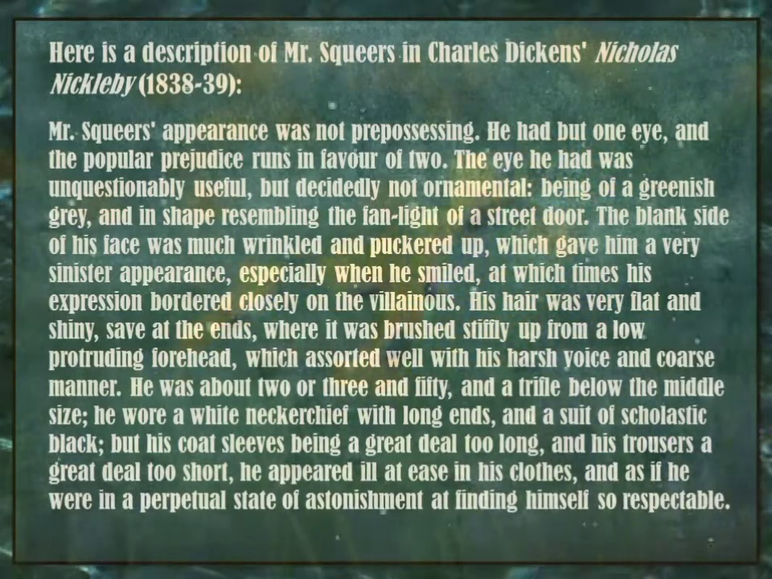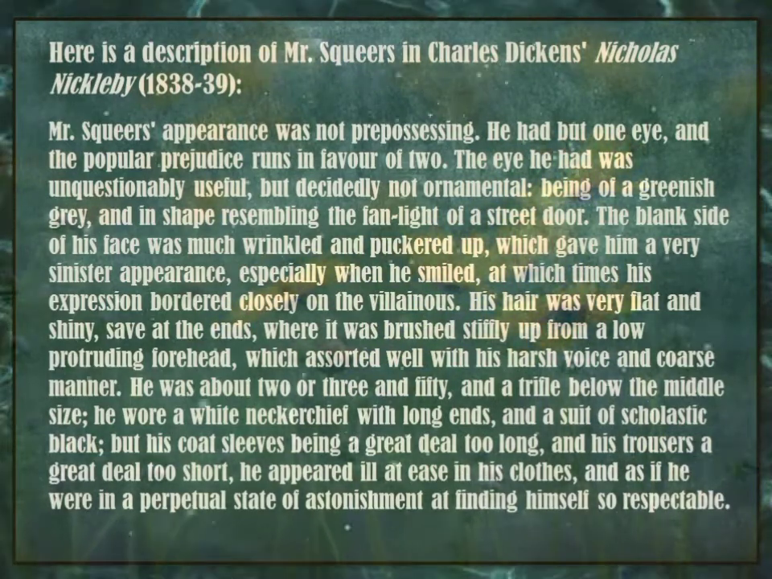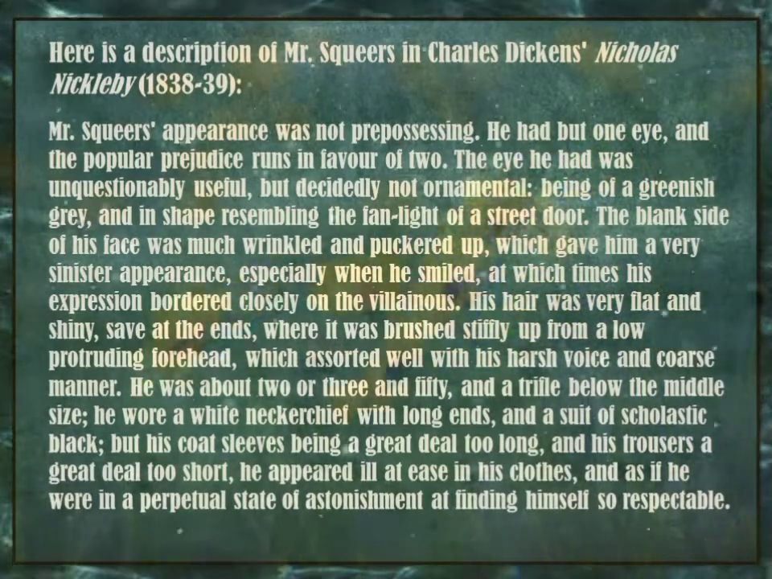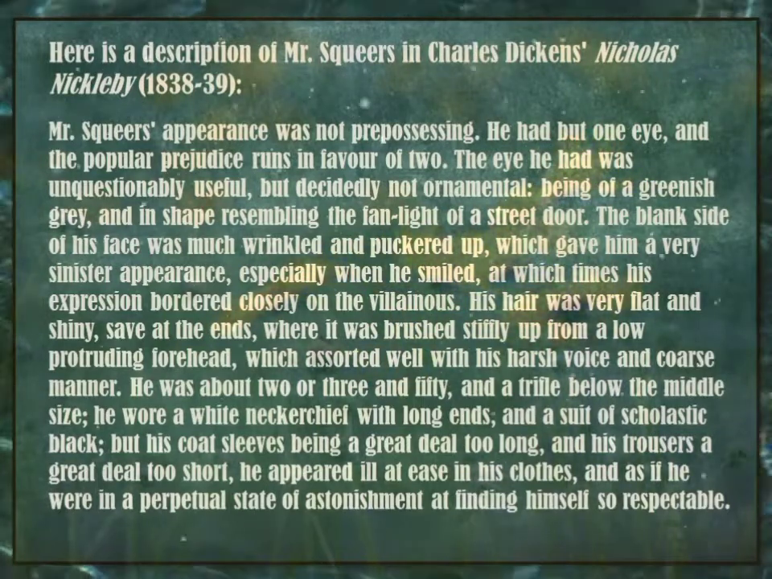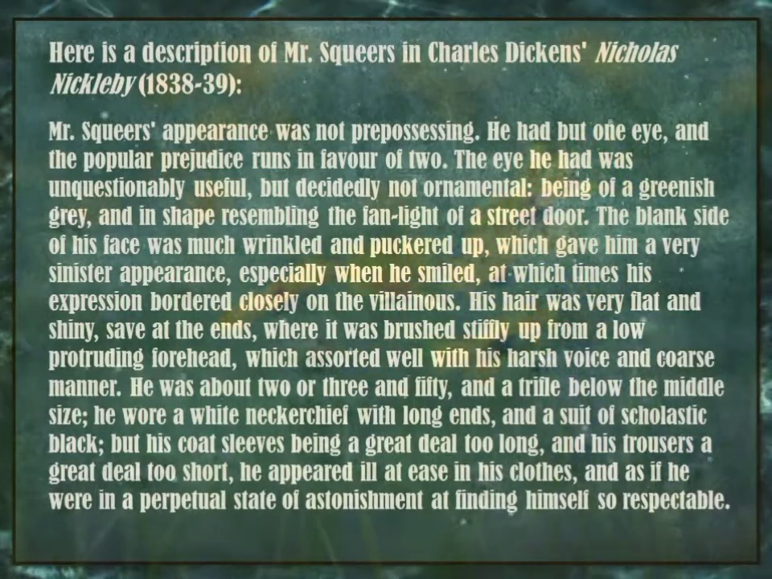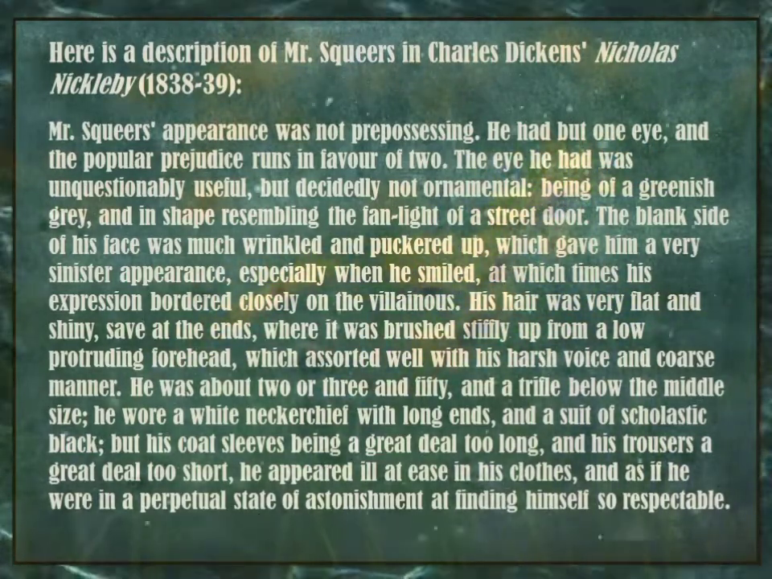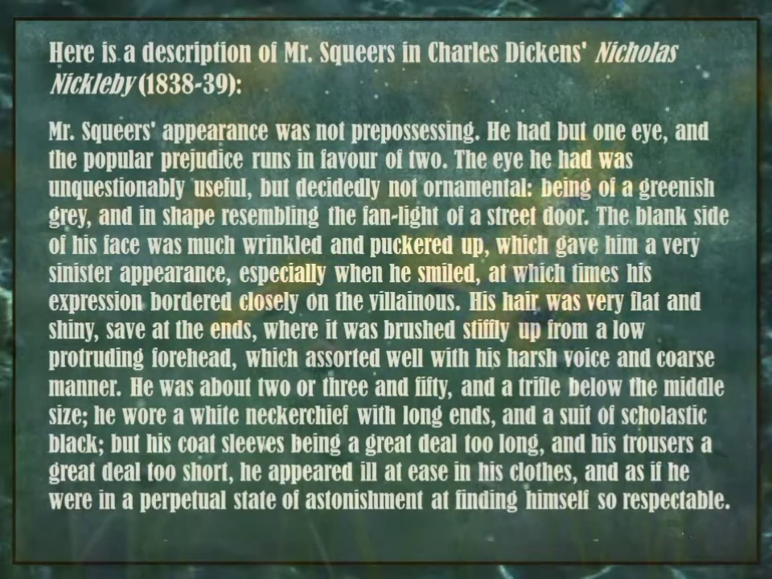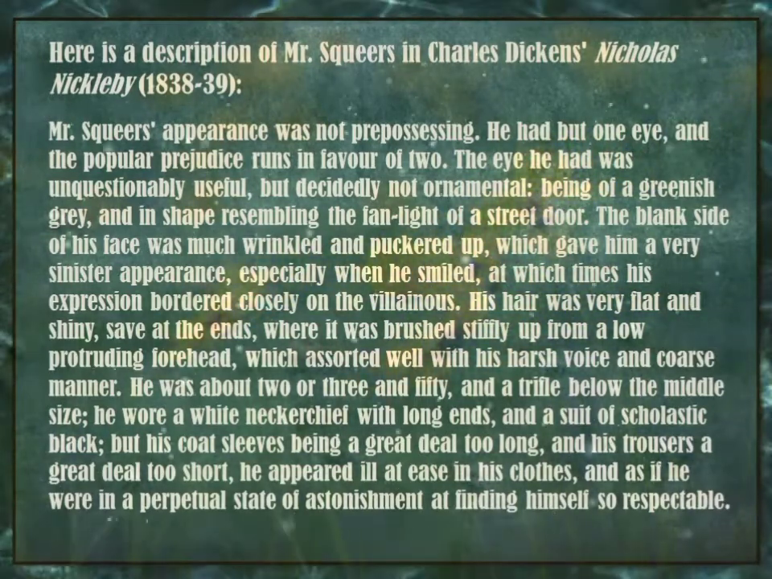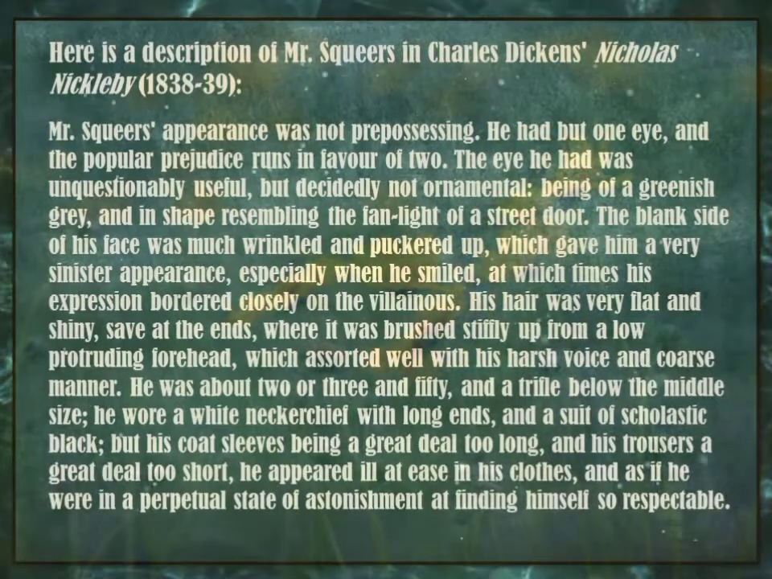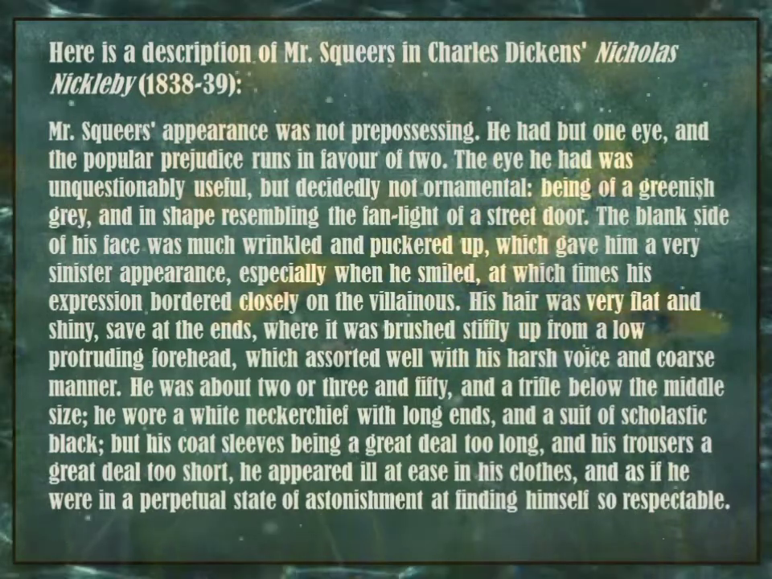The blank side of his face was much wrinkled and puckered up, which gave him a very sinister appearance, especially when he smiled, at which times his expression bordered closely on the villainous. His hair was very flat and shiny, save at the ends, where it was brushed stiffly up from a low protruding forehead, which assorted well with his harsh voice and coarse manner. He was about 52 or 53, and a trifle below the middle size. He wore a white neckerchief with long ends, and a suit of scholastic black. But his coat sleeves being a great deal too long, and his trousers a great deal too short, he appeared ill at ease in his clothes, and as if he were in a perpetual state of astonishment at finding himself so respectable.